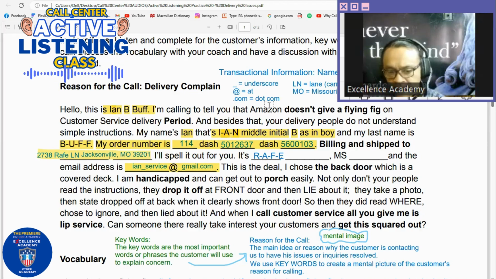And when I call customer service, all you give me is lip service. Can someone there really take interest in your customers and get this squared out?